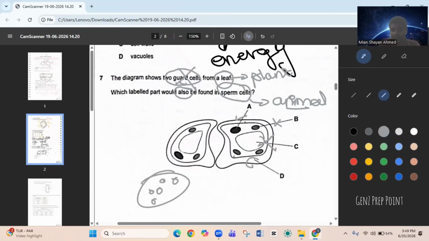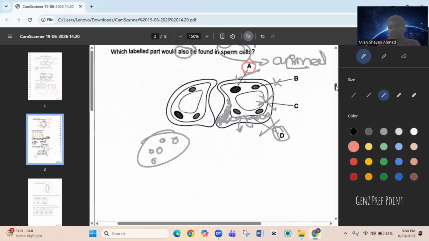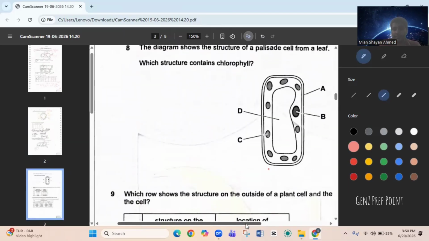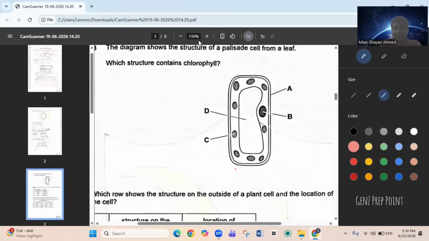This is cell wall. This whole structure, the empty space, is cell wall. You should tell your friends that all this empty space in guard cells is part of the cell wall. So D, cell wall, is not present in animal cells. So A would be the answer, because all animal cells have a nucleus for cell division and further functions of the cell. Is this clear? I hope so. If we move on to this palisade mesophyll cell question, this is a much easier question.